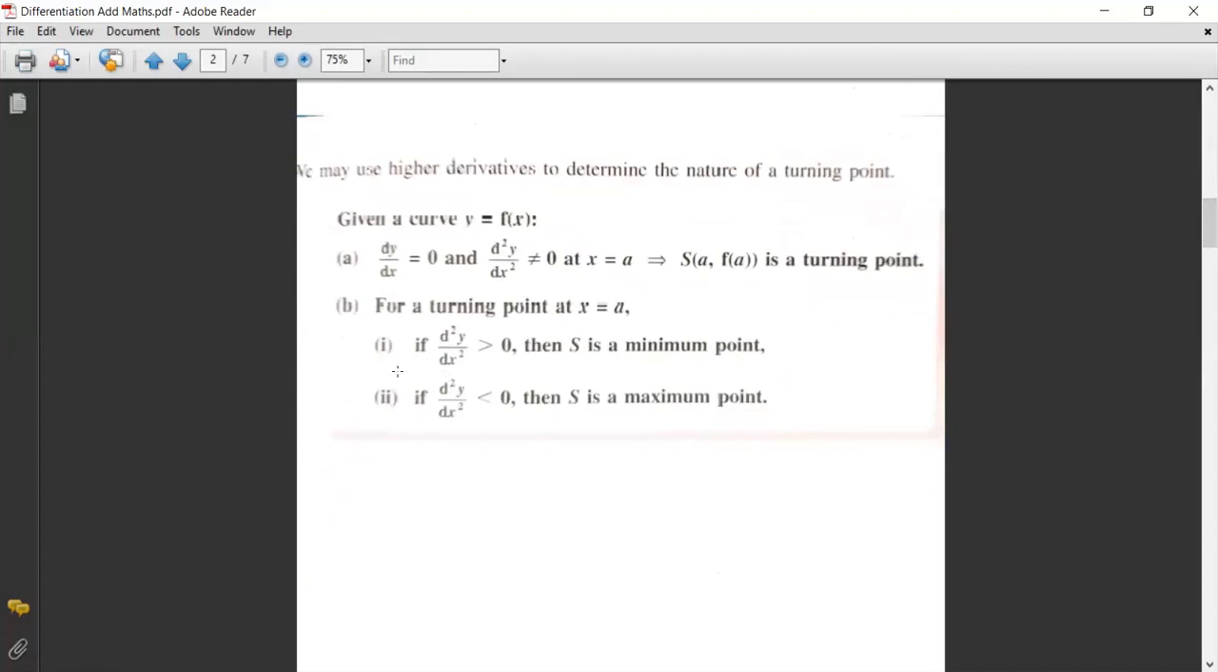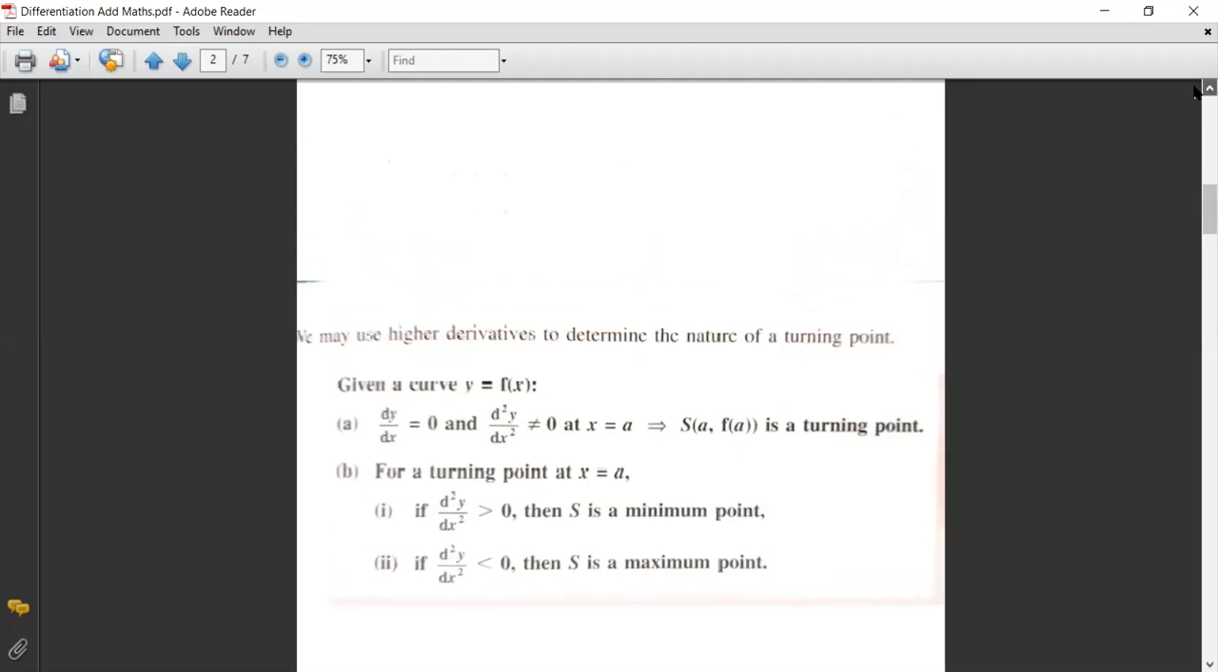Can you see my screen? Yes. See this: dy by dx is equal to 0. So this is your revision. The turning point will come when the derivative is equal to 0. Then from the second derivative, if the second derivative is greater than 0, it is a minimum point. If the second derivative is less than 0, it is a maximum point. So these are the notes.